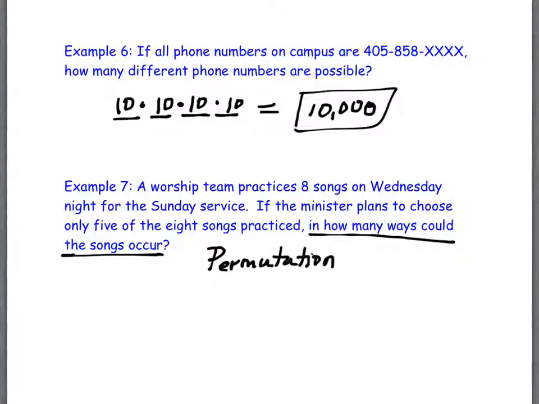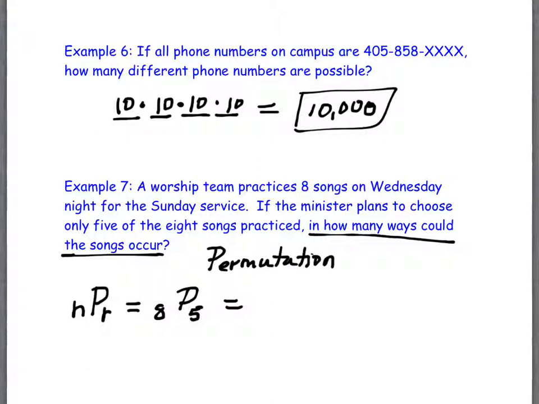Is it a permutation of like objects or unlike objects? They're unlike, right? They're 5 different songs that we're picking of the 8. They're different songs. Okay, so they're unlike objects. All right, so this is a permutation. The permutation looks like this, nPr. And I'll show you a different way to do this problem too in a minute. What is n? 8, because I have 8 that I'm choosing from. How many am I going to choose? 5. So this is 8P5.